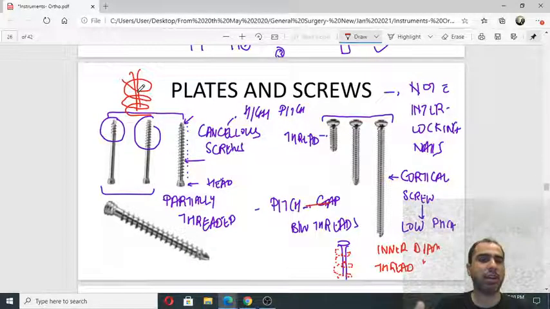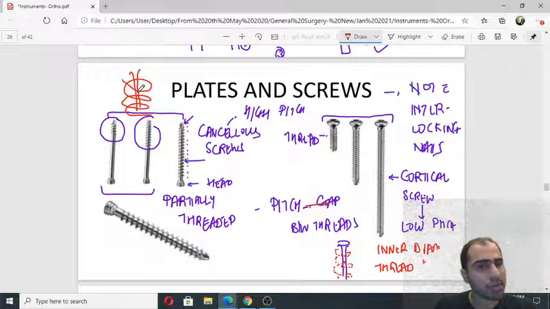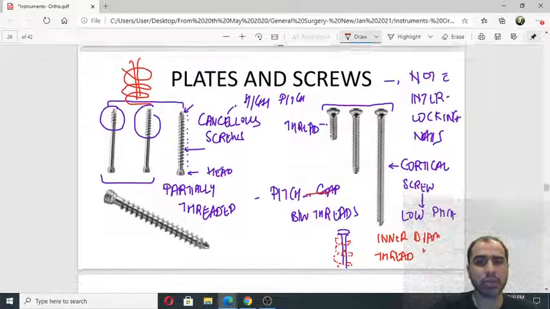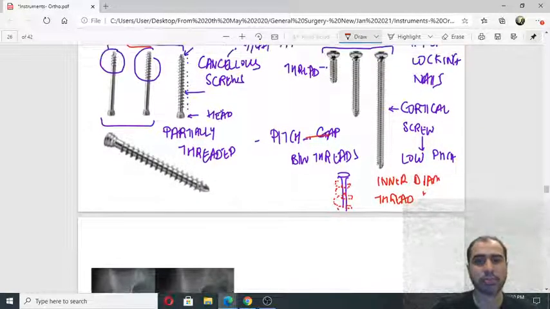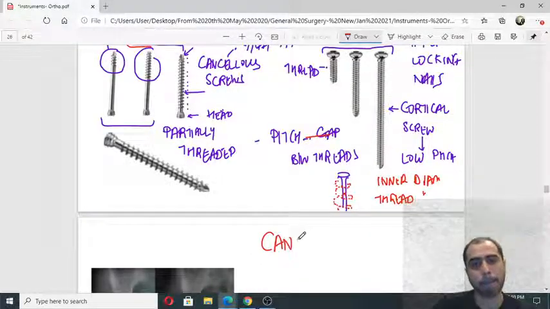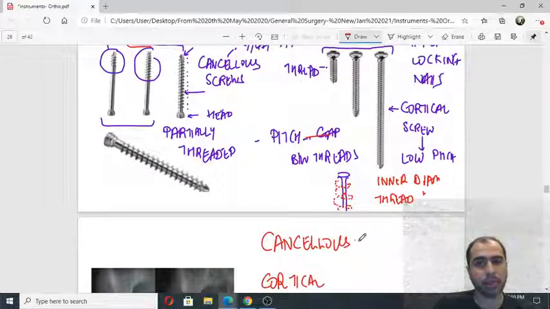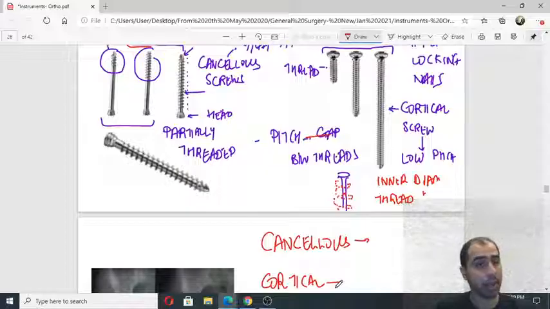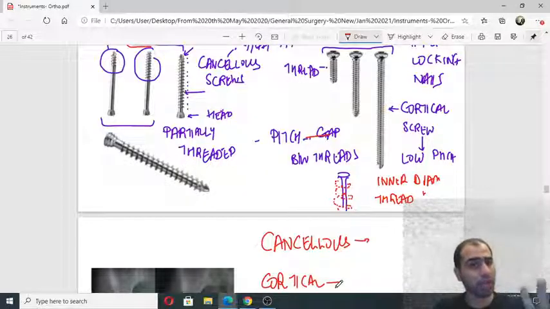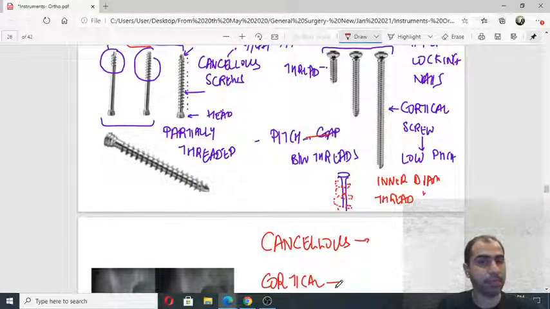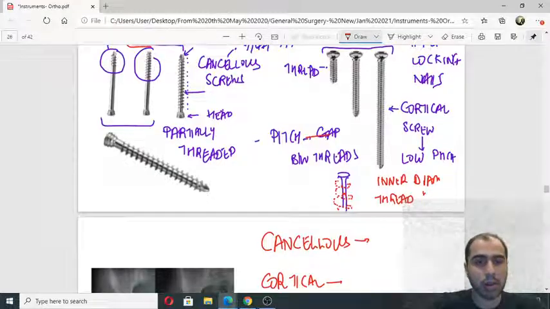Then the next question will be, where do we use these screws? Anybody? Where do I use cancellous screws? Where do I use cortical screws? Mind you, they can be used by themselves also. It is not necessary that a plate has to be applied.